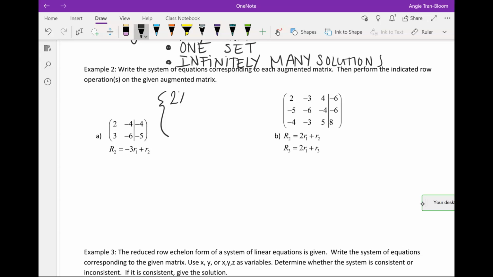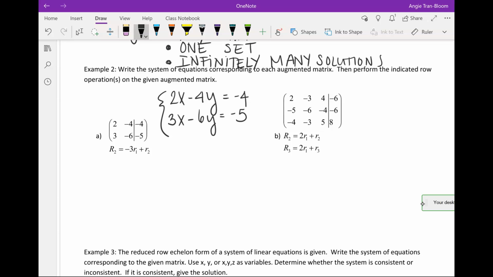2x minus 4y equals 4, that's right. Row 2 is 3x minus 6y equals negative 5. Okay, so that's how we do it. That's how we go forward and backward. Now it says, perform the indicated row operations. So let me tell you how to read this.